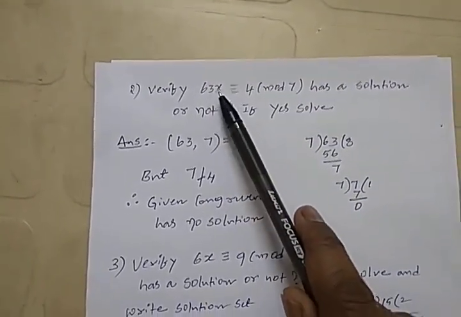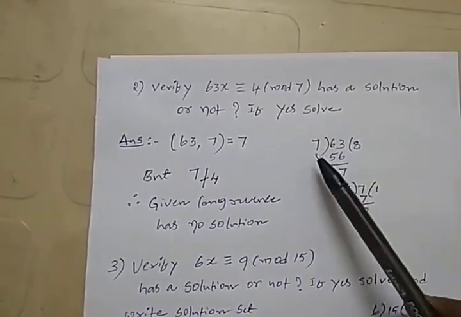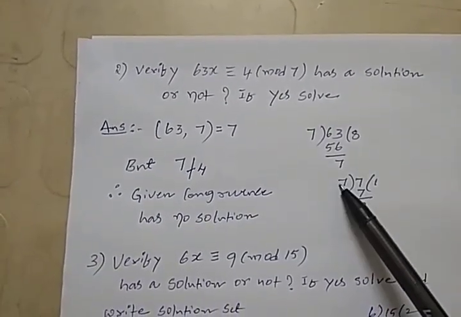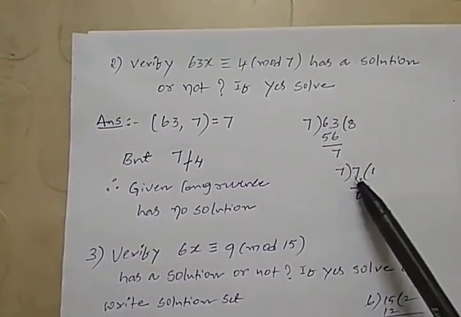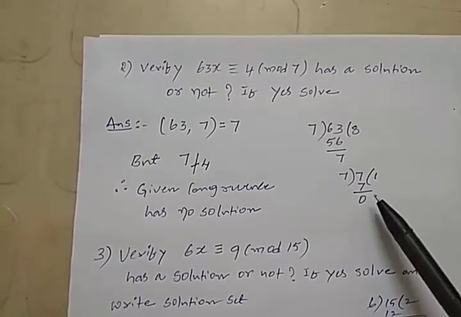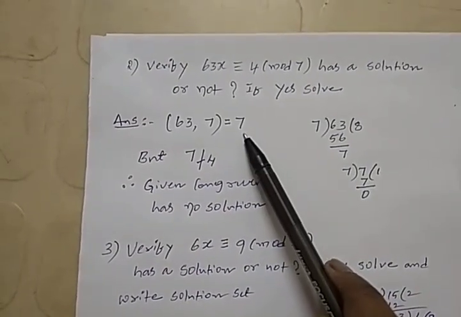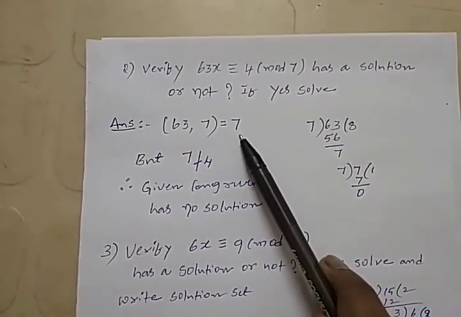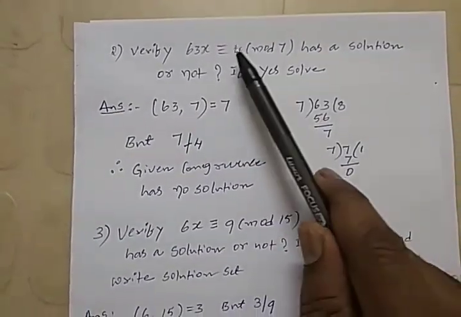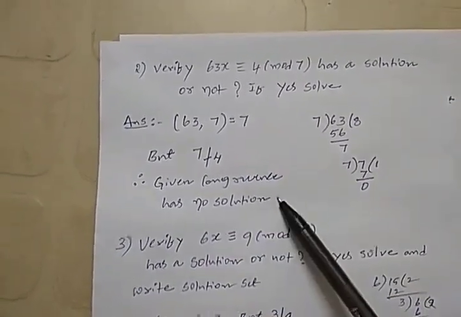Here in front of x is 63 and the mod is 7. Take the division: 7 8s are 56, remainder 7. Again take 7: 7 1s are 7, and you will get 0. You can stop the division because we arrive at 0. The last non-zero remainder is 7. Therefore 7 is the GCD. After obtaining the GCD, other than 1, verify whether this GCD divides 4. But 7 does not divide 4. The given congruence has no solution.